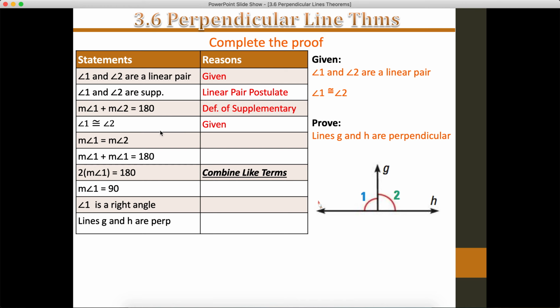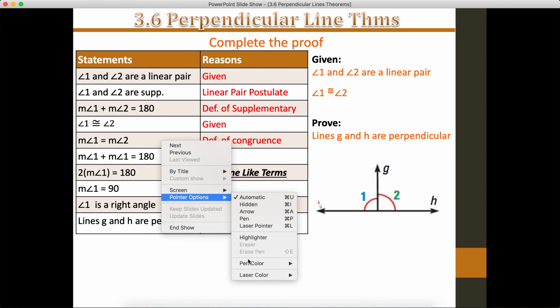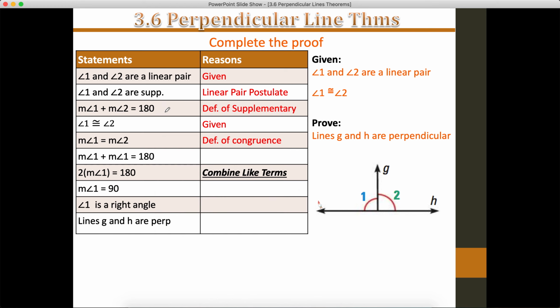1 is congruent to 2. We know that because it's given to us. So how do I know that the measure of 1 is equal to the measure of 2? Because that's what it means to be congruent. That's the definition of congruence. So fine. Here I have a couple different endpoints. Like I kind of got here and then stopped, and then I got here, and this is a different conclusion from a different given. So how do I put those two together?